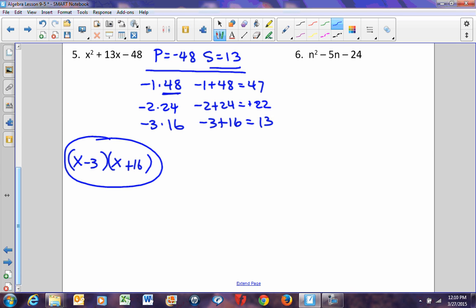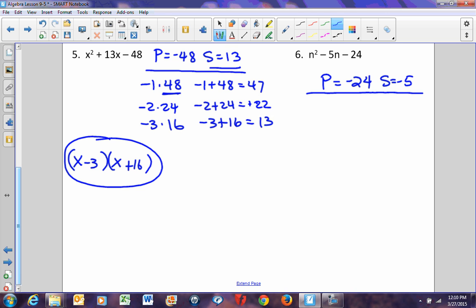Let's look at number 6, n squared minus 5n minus 24. I need a product of negative 24 with a sum of negative 5. Both numbers are negative. So in order to get a negative product, one number has to be negative, one number has to be positive. In order for my sum to be negative, the larger of my two factors has to be the negative number.